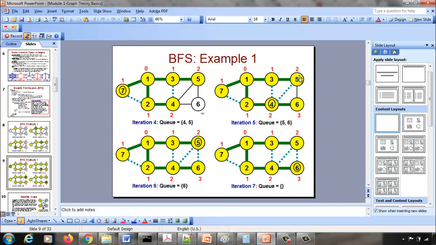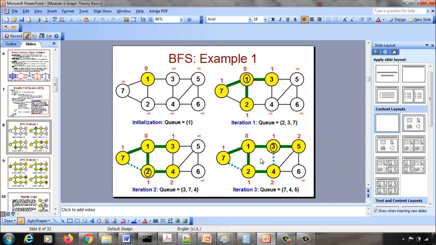Now for 5, this edge to 6 has not been classified yet, but 6 has been already visited, so this edge is now a cross edge, and that's it here too. So then 6 is alone in the queue, dequeue it, all its associated edges are already classified, so you don't have to do anything, the queue becomes empty. So basically you go through the iterations until the queue becomes empty.